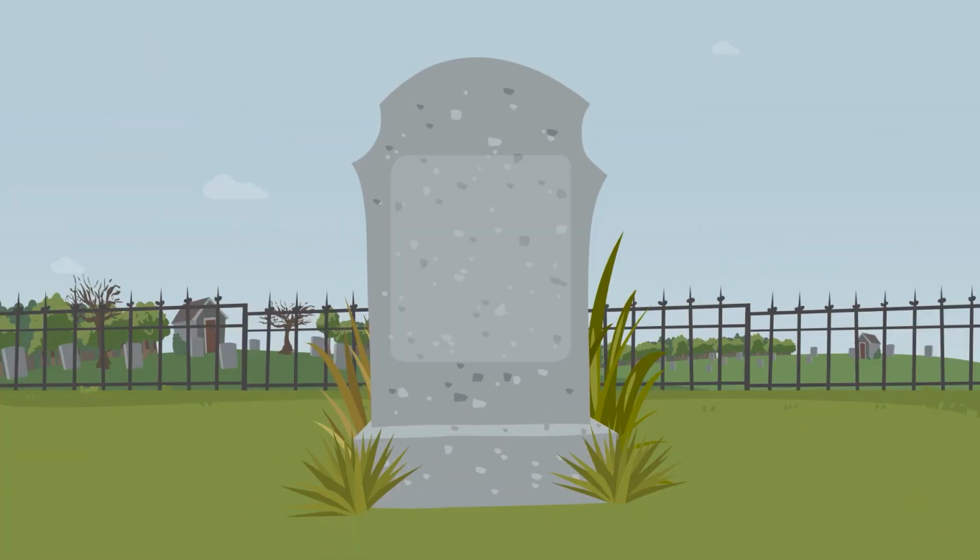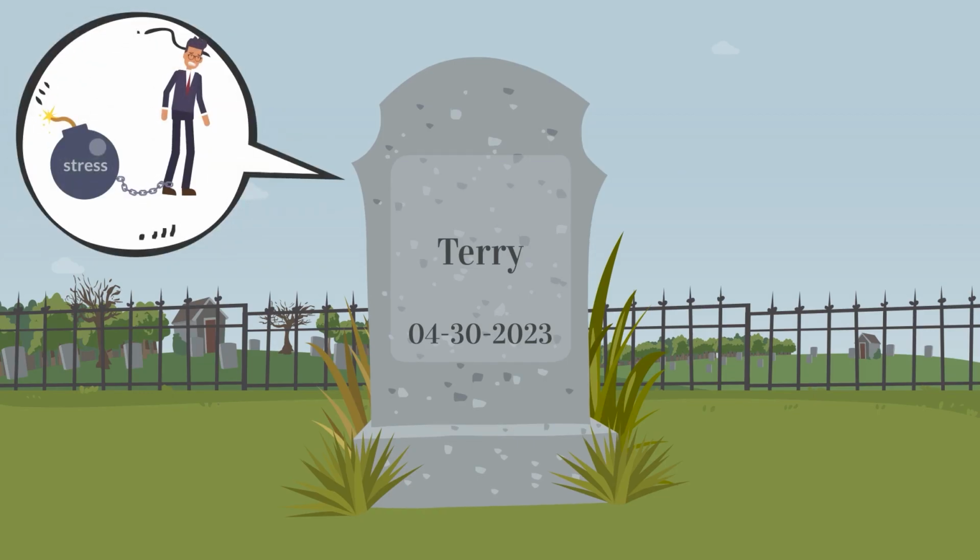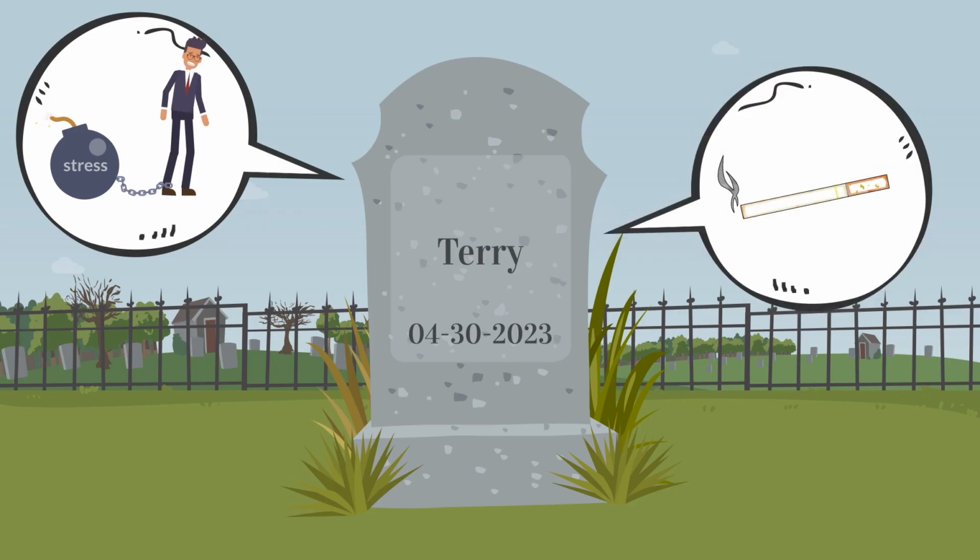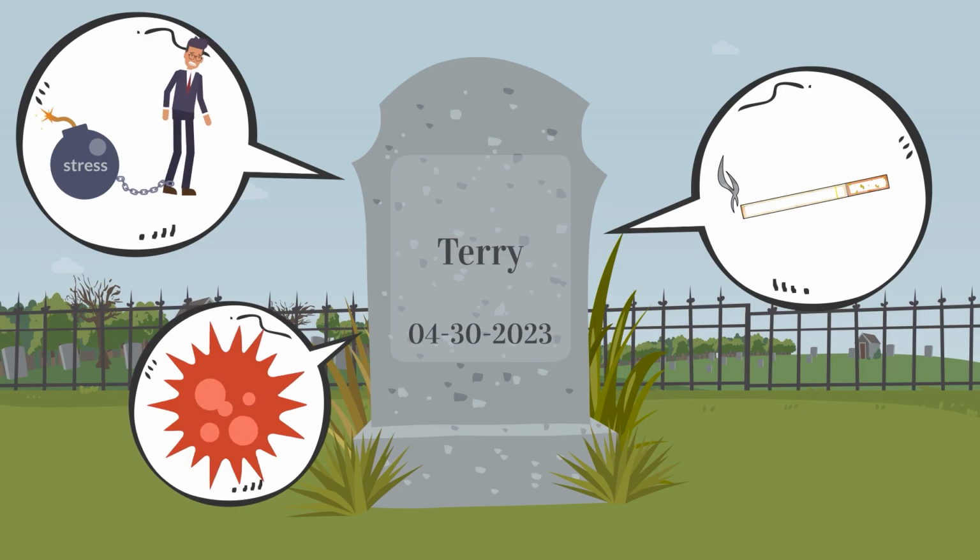So for example, imagine that Terry dies of a heart attack on April 30th induced by long-standing stress, a lifetime of smoking, and complications from a recent COVID infection. Take away one of these three concurrent factors, and Terry wouldn't have died when he did. As a result, each is a factual cause. The same analysis applies to concurrent harms caused by human actors.